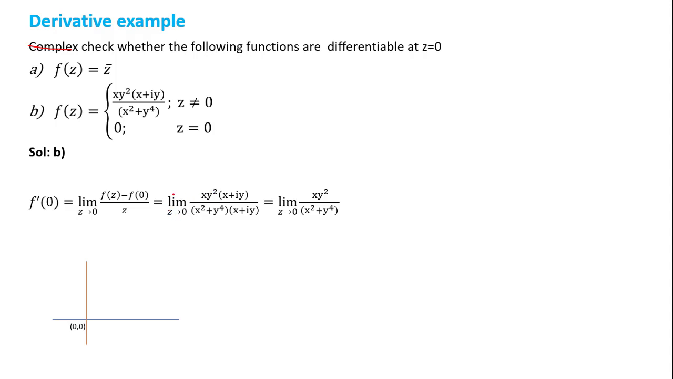This function f(z) is this, minus f of 0, which is 0, divided by z, which is x plus iy. The x plus iy and x plus iy will cancel out. So I will get limit z tends to 0 of xy square divided by x square plus y power 4. Now if we check, this is not homogeneous. Here the power is 3 in the numerator, but here the power is 6. The powers of x and y are different.